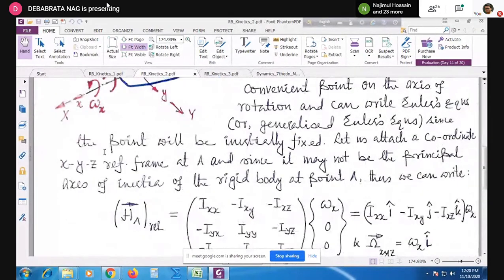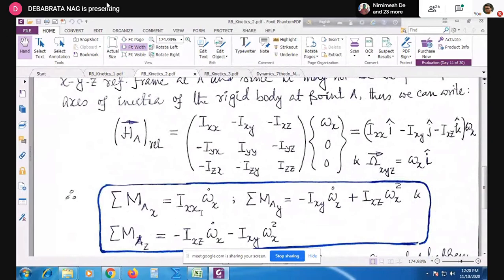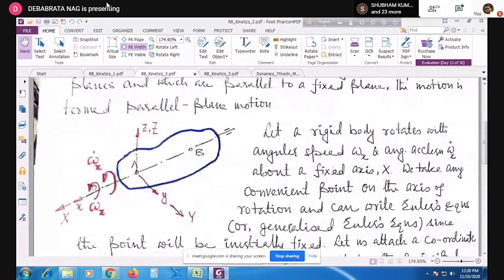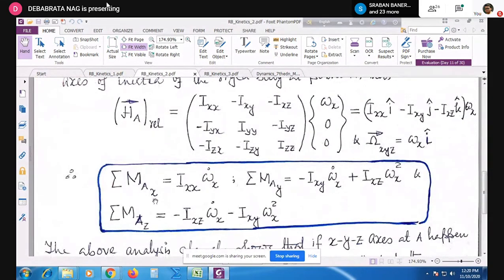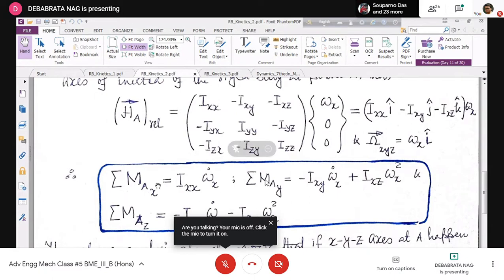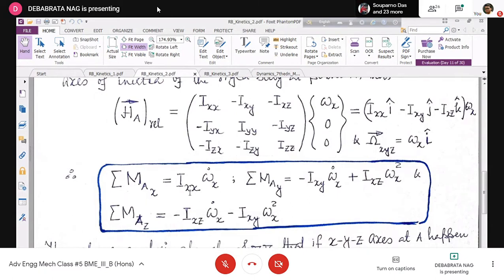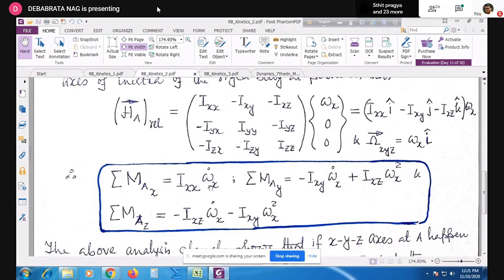So if it is the x-axis, then definitely summation Mx is going to be equal to Ixx into omega dot x. If, however, your fixed axis of rotation becomes the y-axis, then obviously this equation will be replaced by y. So you will have summation My defined as Iyy into omega dot y. And obviously, if it is the z-axis, then the equation will be written in this format. That means summation Mz will be equal to Izz into omega dot z. Now, what about the other two equations?